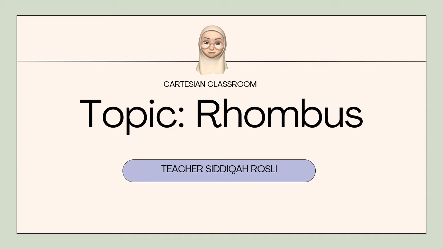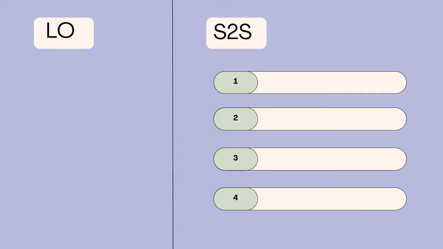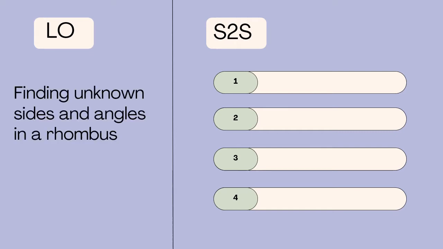Today we're going to move on to our next topic on quadrilaterals, which is rhombus. So let's start. Our learning objective for today is finding unknown sides and angles in the rhombus. Our step to success for today is merely on recalling the properties of a rhombus.